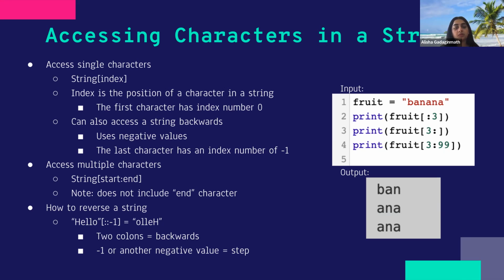To access multiple characters, you would use slicing, similar to slicing a list. Like this, you would specify the start index and end index separated by a colon, which would return a part of the string. But note that the end index is not included in the output, similar to how it works with the list.